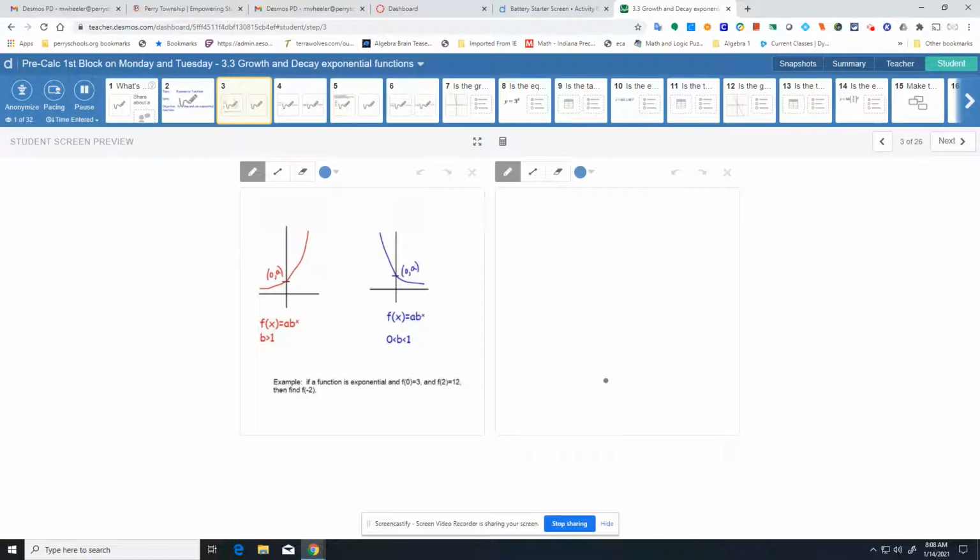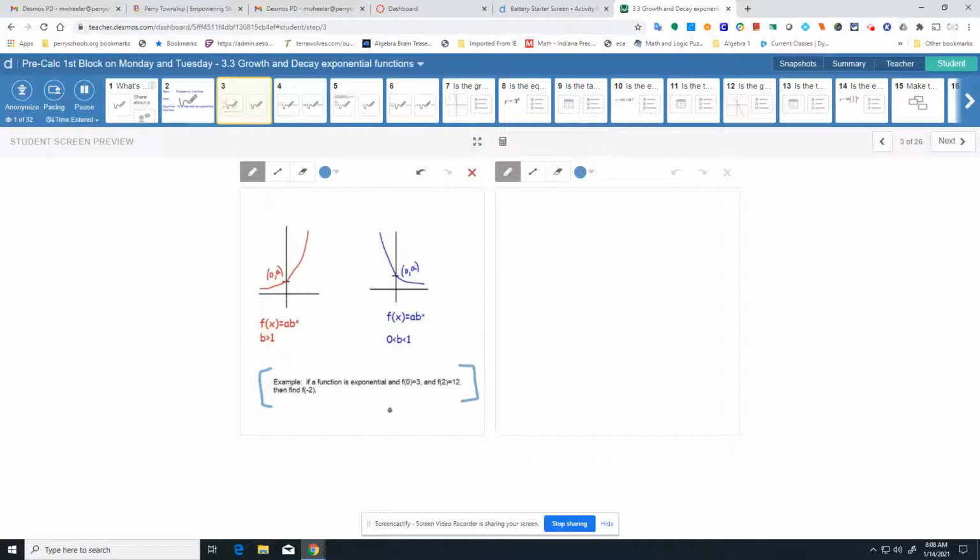So this graph should look a little bit familiar. I think I've already kind of shown you this graph. The first one is growth. The second one is decay. We've got our basic formula of a times b to the x. And if b is greater than 1, it's growth. If b is between 0 and 1, it's decay. Well, they're going to make this a little bit harder because we get our first problem right here.